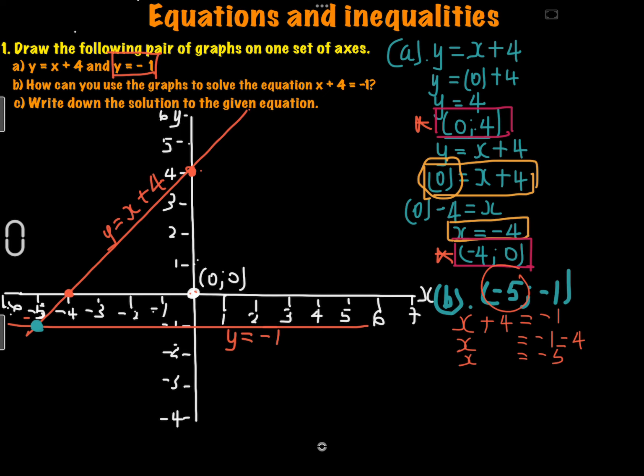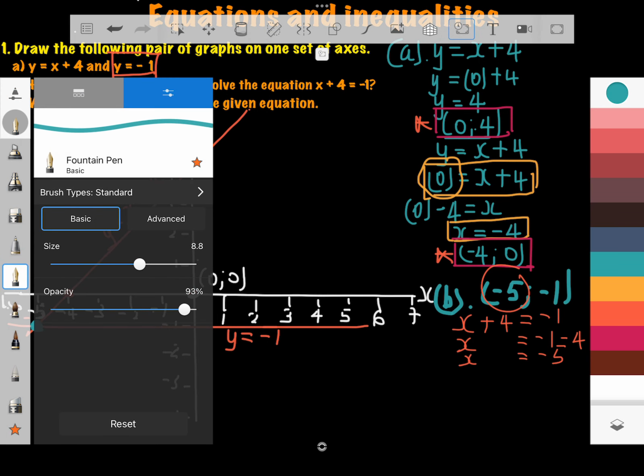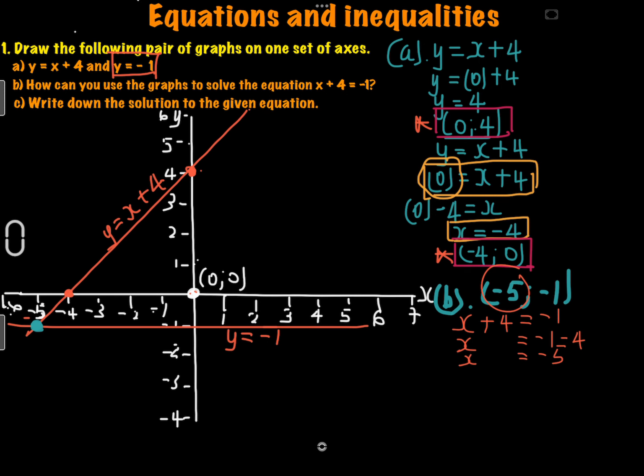And then lastly, it asks us to write down the solution to the given equation. So for this third question, question C, it asks us to write down the solution to the given equation. So the solution is simply x is equal to -5. That's what we already found. In fact, this is what we found here, x being equal to -5.